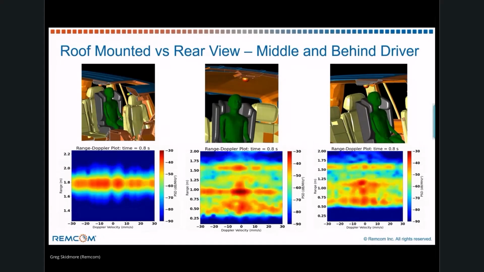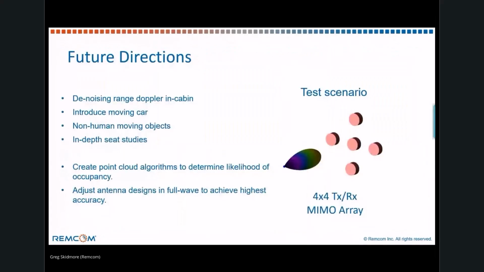So kind of moving into that direction, you can go to the next slide. We want to use this foundation to start looking at other scenarios, but also considering likelihood estimation, maybe even point cloud algorithms to determine where the occupants are in the vehicle. And then introducing more complicated scenes like opening of a door or a moving car or pets or non-human moving objects, as was mentioned in the chat, which is really important. But we haven't even really touched on.